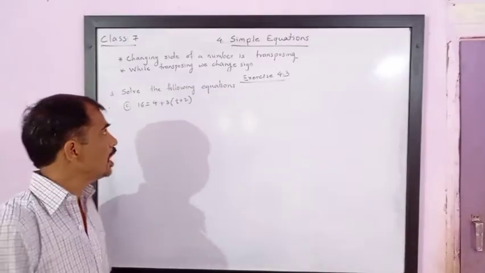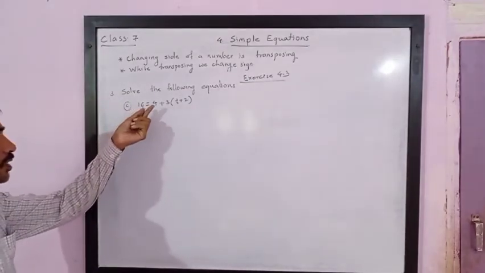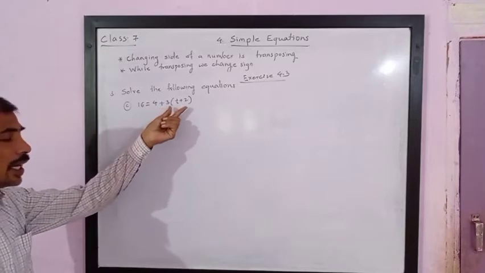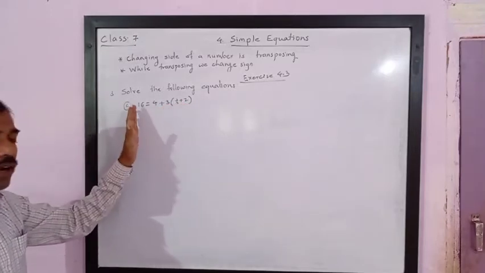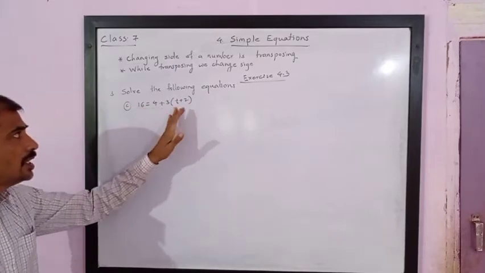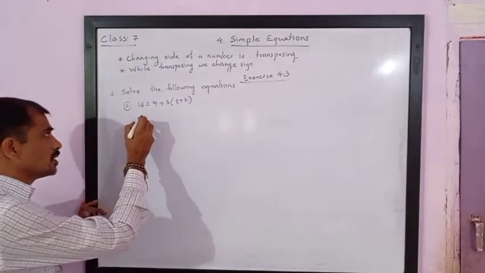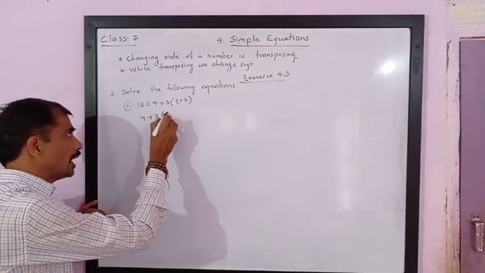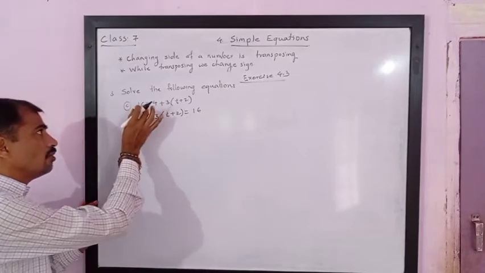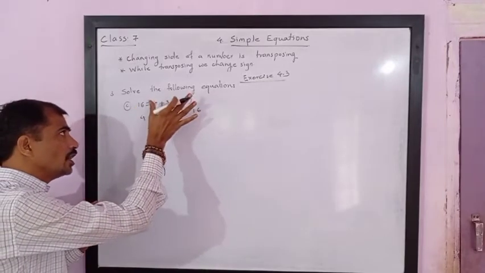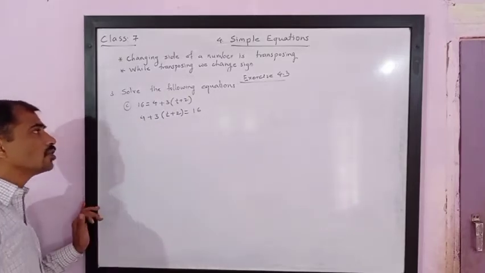Dear friends, we have the next question, the third question: 16 is equal to 4 plus 3 in bracket t plus 2. Now please try to understand, we have got LHS is equal to RHS, it means RHS is also equal to LHS. So you will get 4 plus 3 in bracket t plus 2 is equal to 16. Please note here, we have written 16 is equal to this, so it means this is equal to 16. So let us see how to solve this problem.